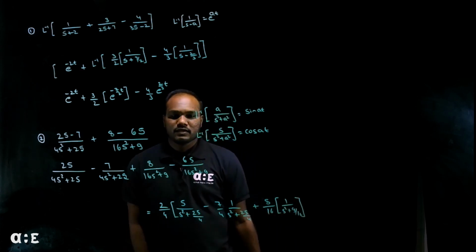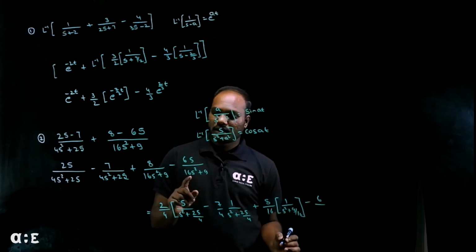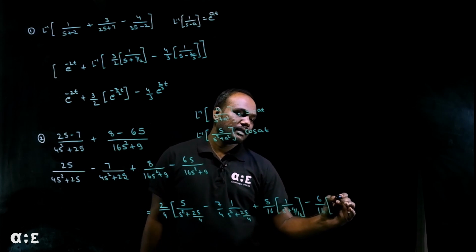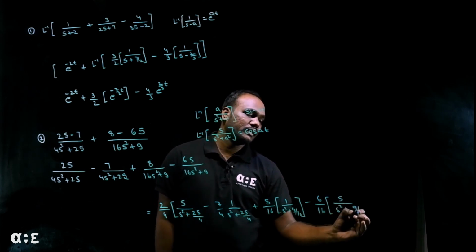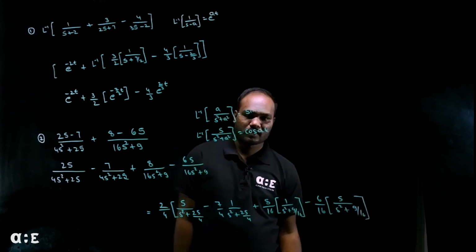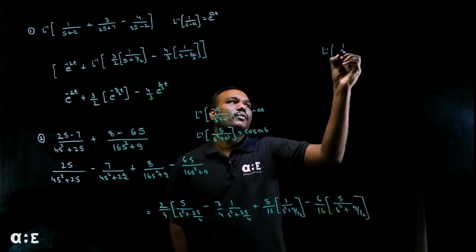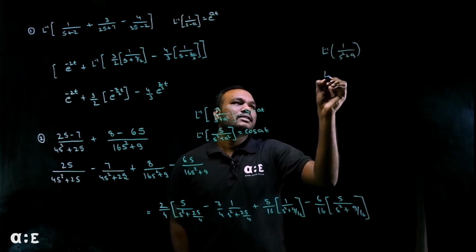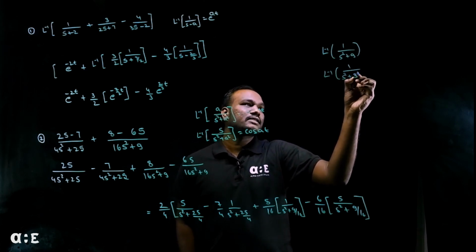Is that good? Next, I'll take 6 common, and also in the denominator I'll take 16 common. So I'll be left with s upon s square plus 9 over 16. We have learned the Laplace inverse of 1 over s square plus 9. How do we solve this? What do we do? The Laplace inverse of 1 over s square plus 3 square.